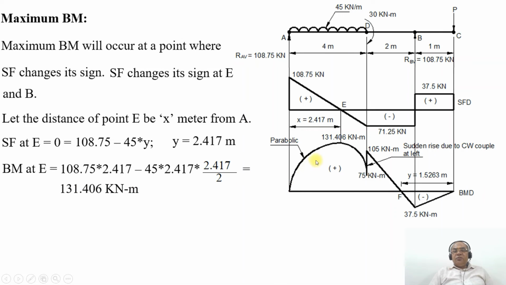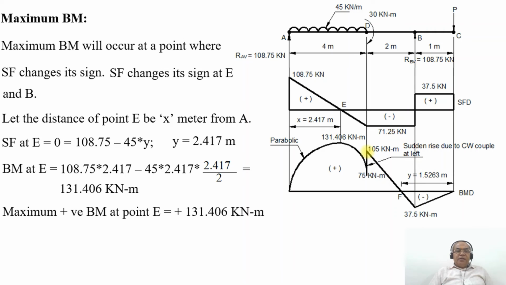So you join between 0 to 131.406 kilonewton meter by means of a parabolic curve. From that, it further drops down to 75 kilonewton meter because of the UDL ending at the point D. Then, due to the couple, it suddenly rises to 105 kilonewton meter. The maximum positive bending moment is at the point E, which is equal to 131.406 kilonewton meter. Now the maximum negative bending moment is at the point B, which is equal to minus 37.5 kilonewton meter.